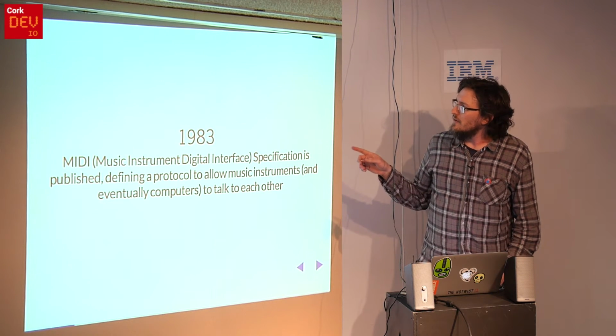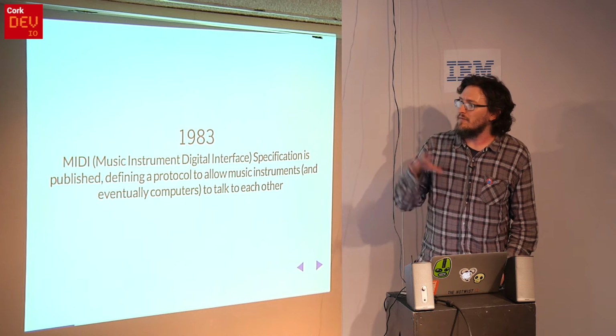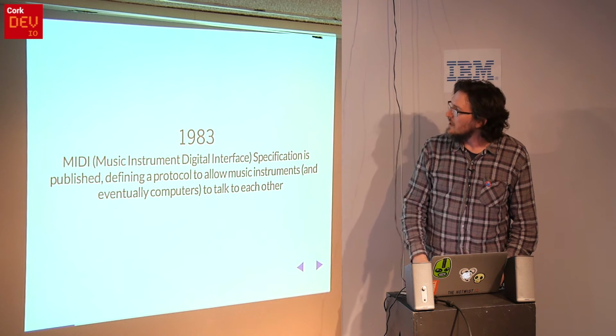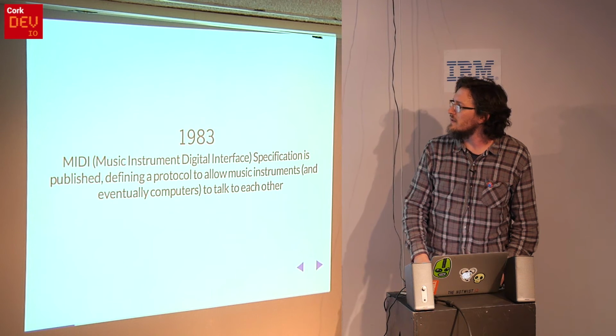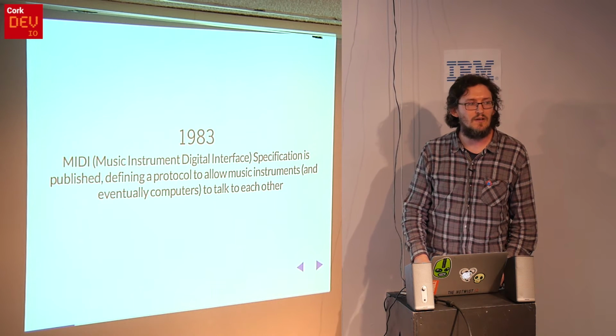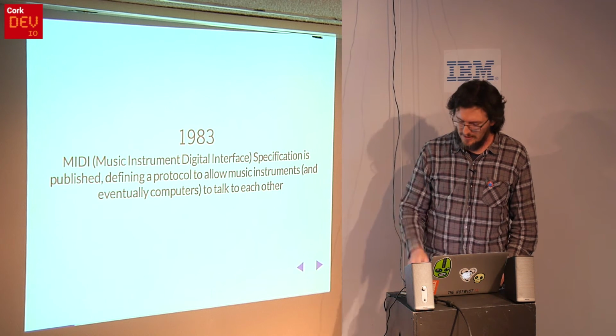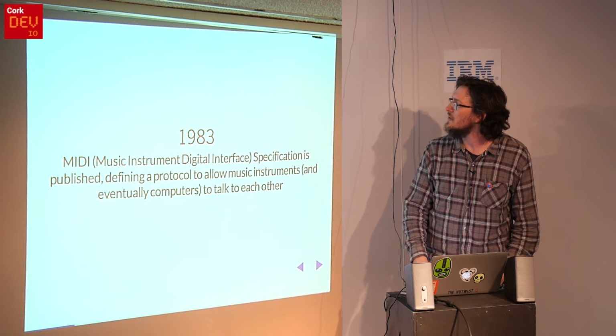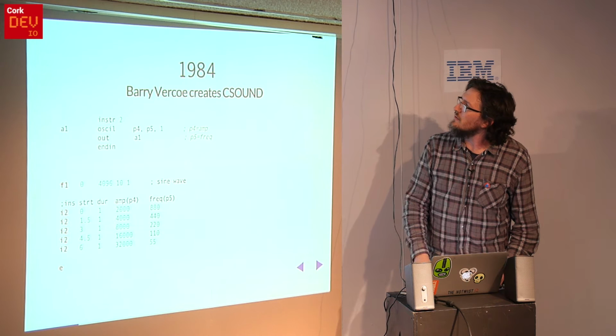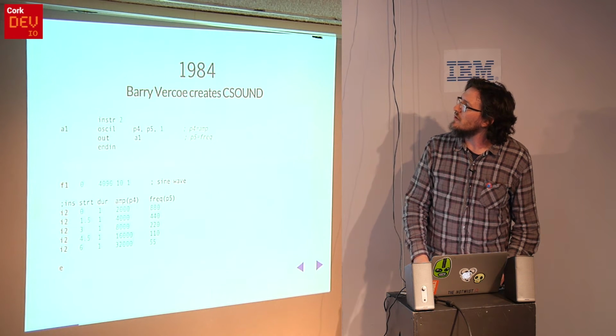1983 was also the year that FM became a big thing in digital synthesis, because a synthesizer by Yamaha called the DX7 was released that year. That basically killed analog synthesizers dead in the water, and there was a new era of digital synthesis. Interesting stuff. 1984, a guy called Barry Vercoe creates Csound.